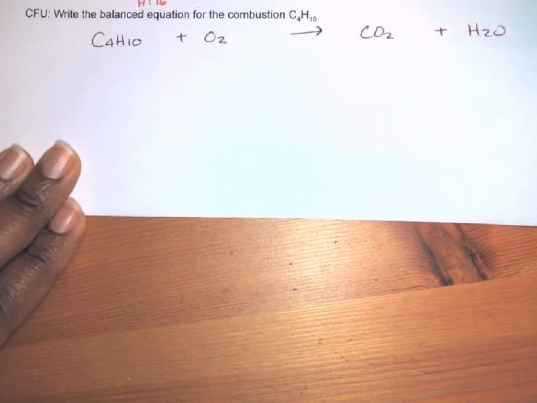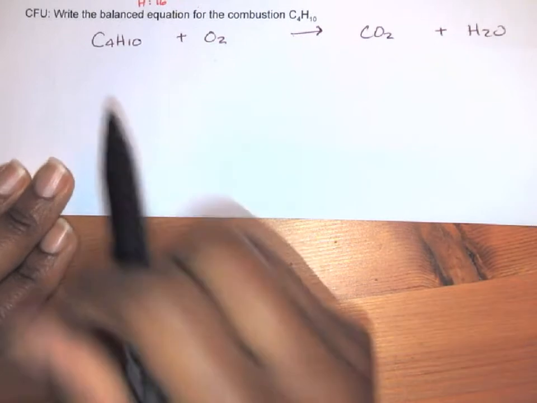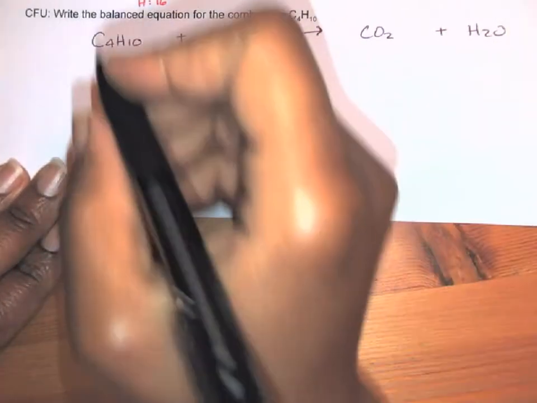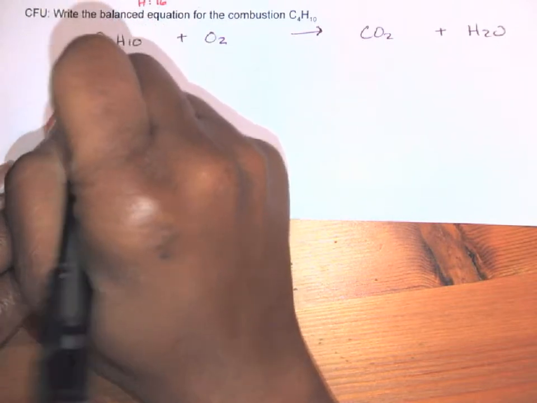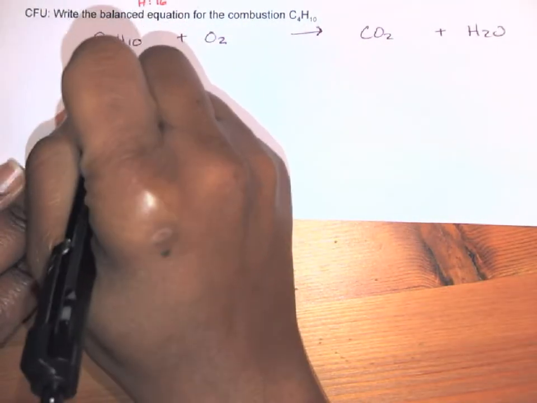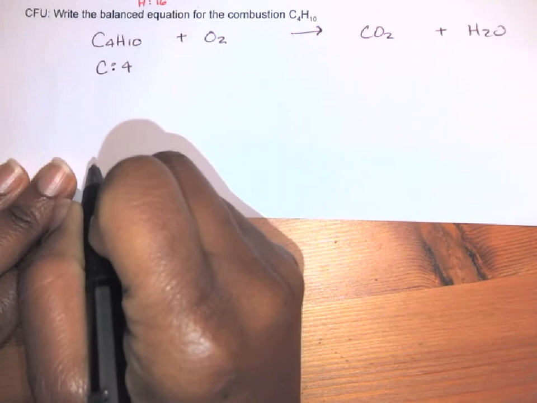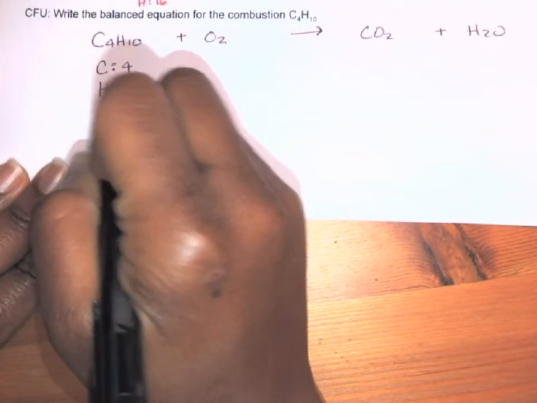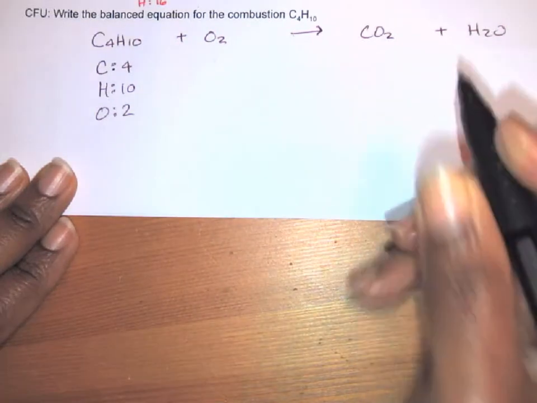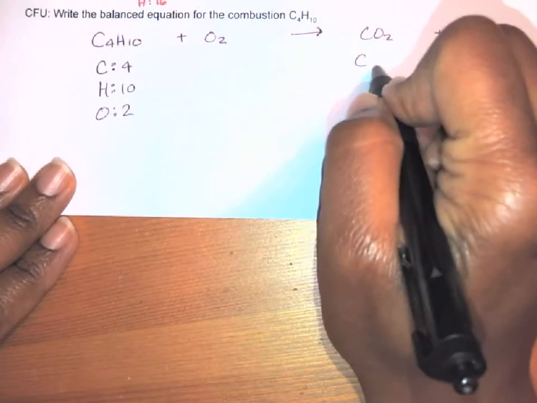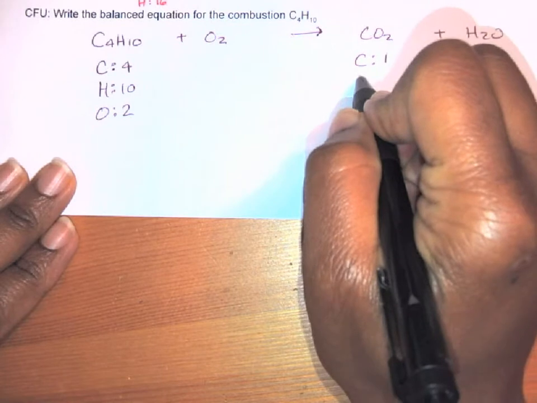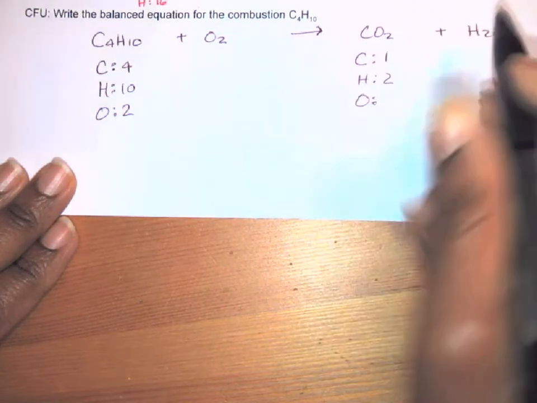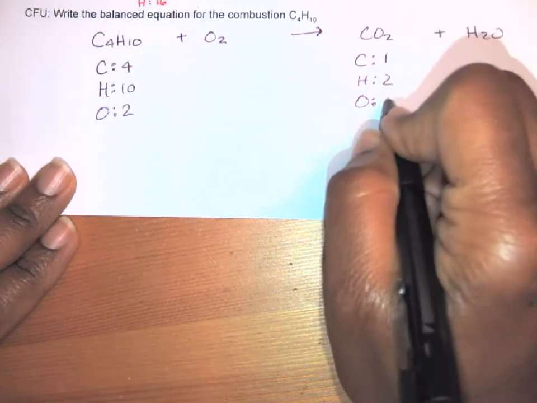Now that we have that done, the next thing we're going to do is figure out how many atoms we have on both sides so we know what our coefficients need to be in order to balance them. On the reactant side, I have 4 carbons, 10 hydrogens, and 2 oxygens. On the product side, I have 1 carbon, 2 hydrogens, and for oxygens, I have 1, 2, 3.